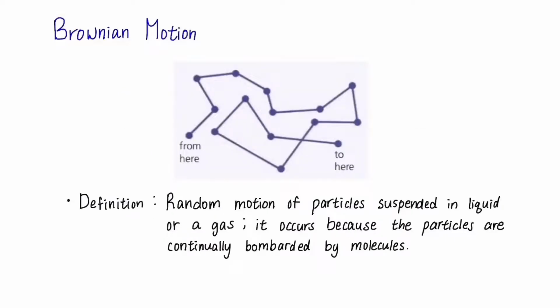So, by definition, it's random motion of particles suspended in liquid or a gas. It occurs because the particles are continually bombarded by molecules. It applies not only to water particles, but to all substances. And this was named after the first person who found it, Robert Brown.